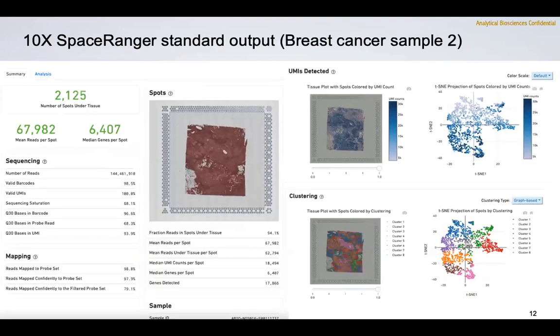And here is the 10x Space Ranger standard output of sample 2. Some important criteria to consider for data quality are, for example, the number of reads, valid barcodes, valid UMI, median genes per spot, and median UMI per spot. On the right side, you see the basic analysis by 10x Loupe Browser, in which the spots were clustered into 8 different groups.